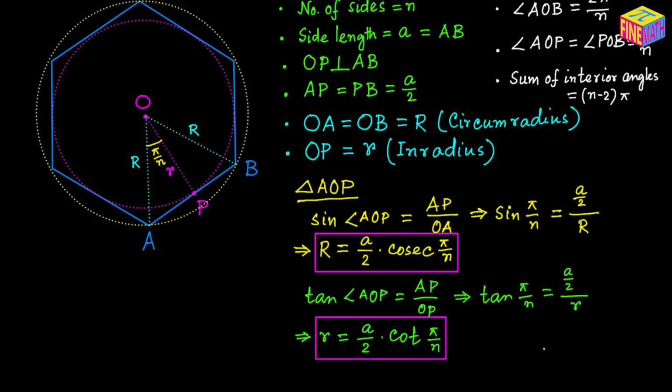Let me find out the value of the side length in terms of the circumradius and the inradius. We just saw that the circumradius is equal to half of A times cosecant of pi over n, and from here what will be the value of A?